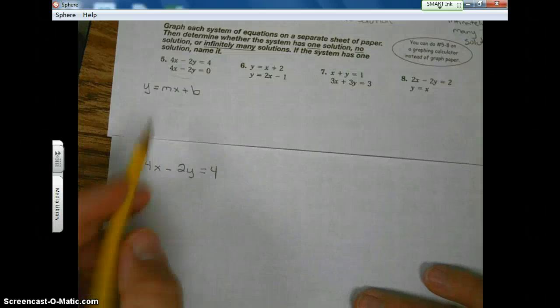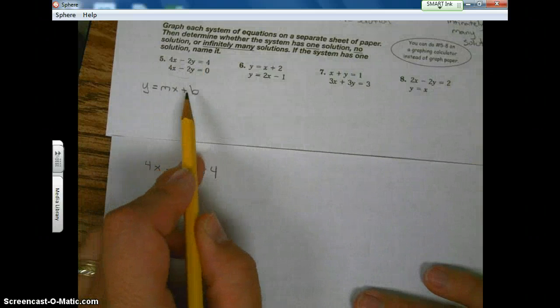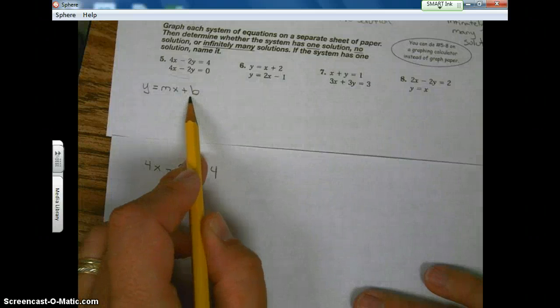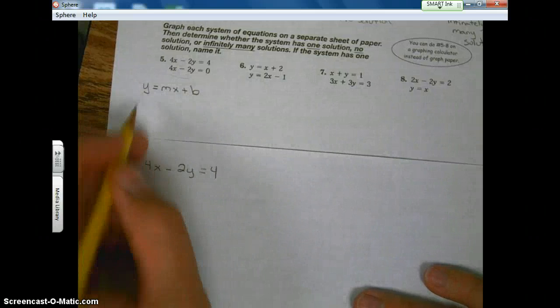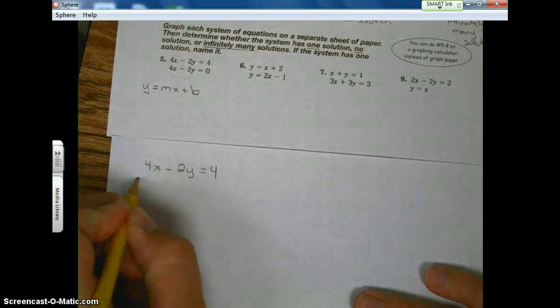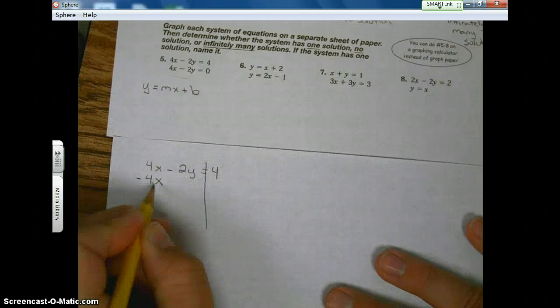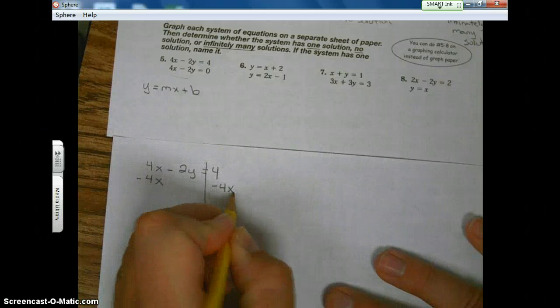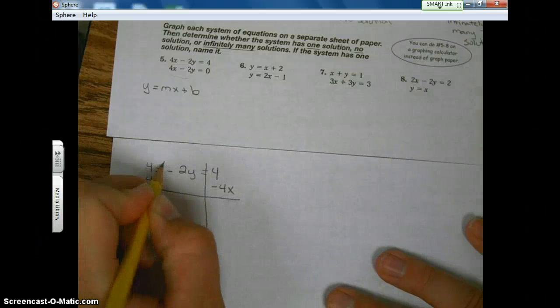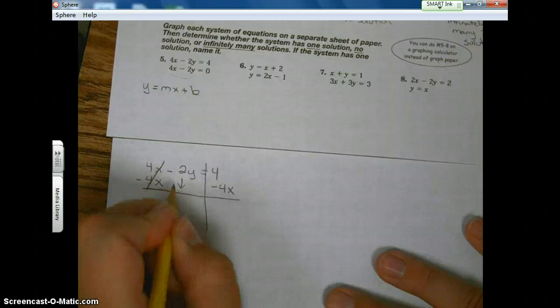Okay, so for the first equation, we're going to go ahead and put it into slope-intercept form for easy graphing. So we want to isolate the y. The first thing we want to do is cancel out the 4x. So we're going to subtract 4x. Remember, what you do to one side of the equation, you do to the other side. Okay, 4x minus 4x is 0. So we bring down the negative 2y.